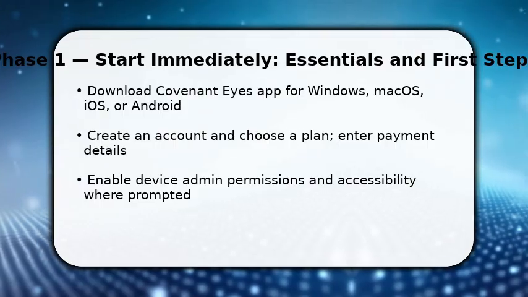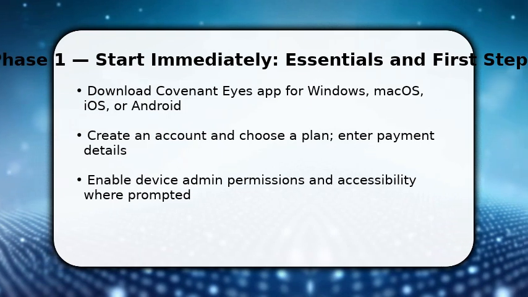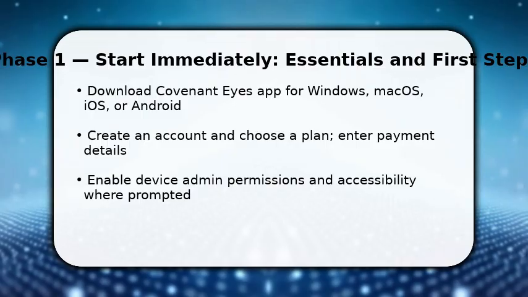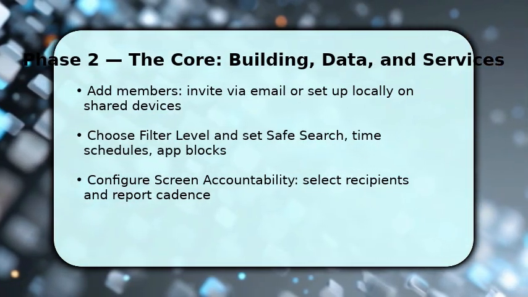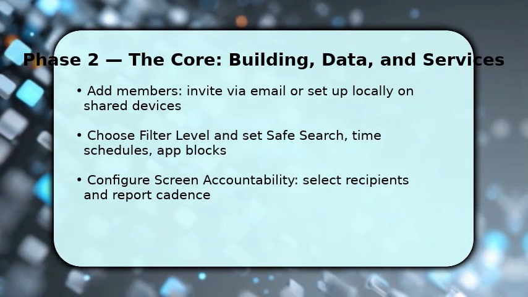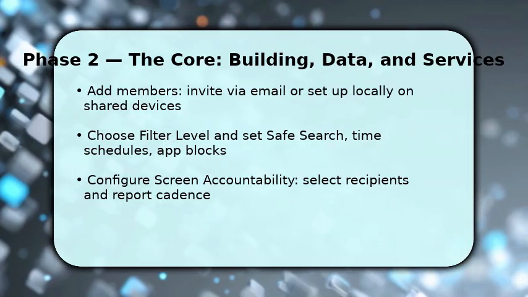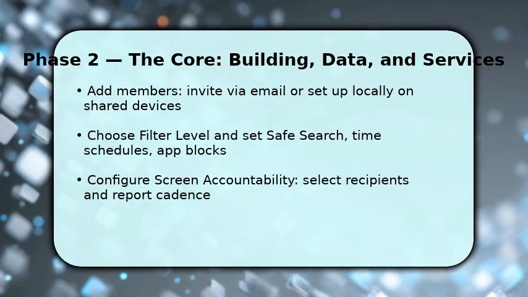This immediate setup gets you from 0 to protected in minutes, and it prevents common installation gaps that stop reporting or filtering from activating. You now configure filters and add members so protection matches real needs. Start by inviting accountability partners or creating local profiles on the same device. Next, set a filter level and toggle safe search, schedule internet access windows, and block apps or categories you need restricted.